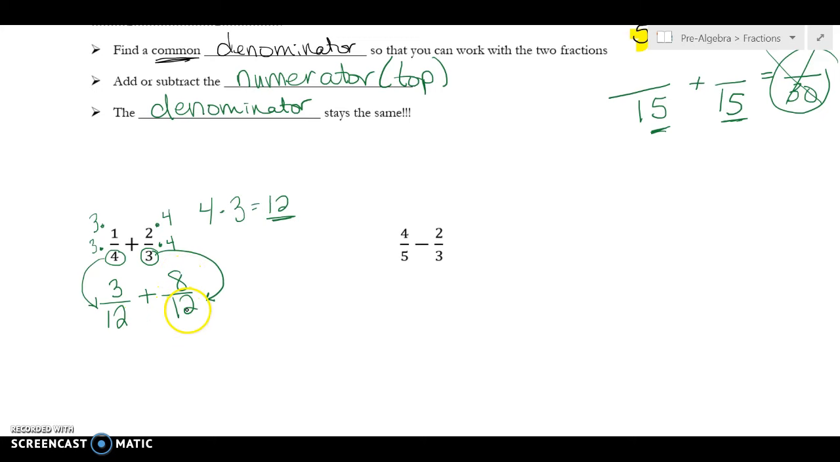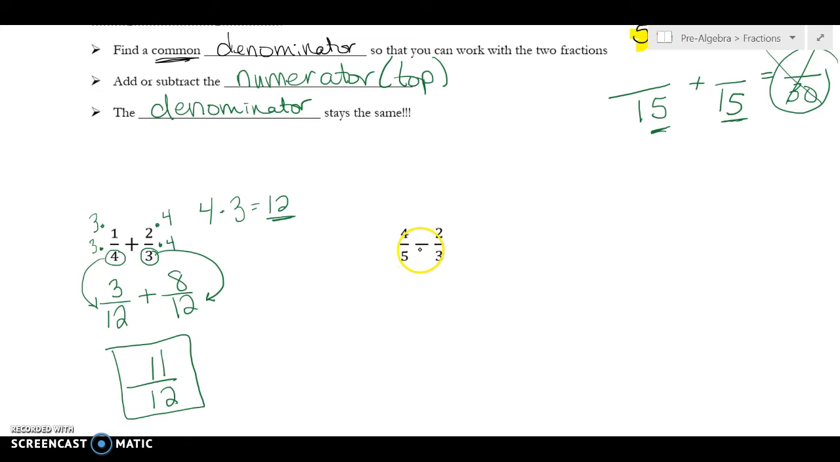Now I have a common denominator. I figured out my equivalent fractions and my numerators, so I'm going to add them. 3 plus 8 is 11. And so my answer is 11/12. I can't reduce it. It's a proper fraction, so we're good with that answer.